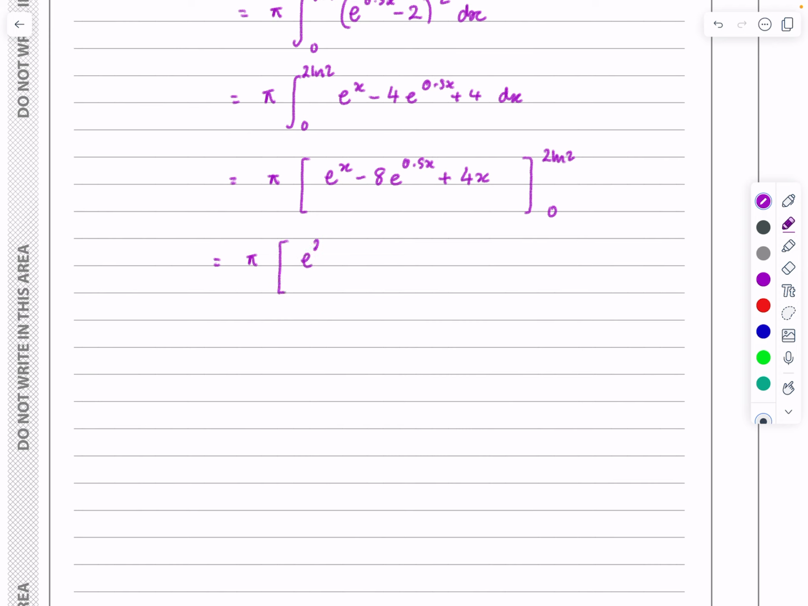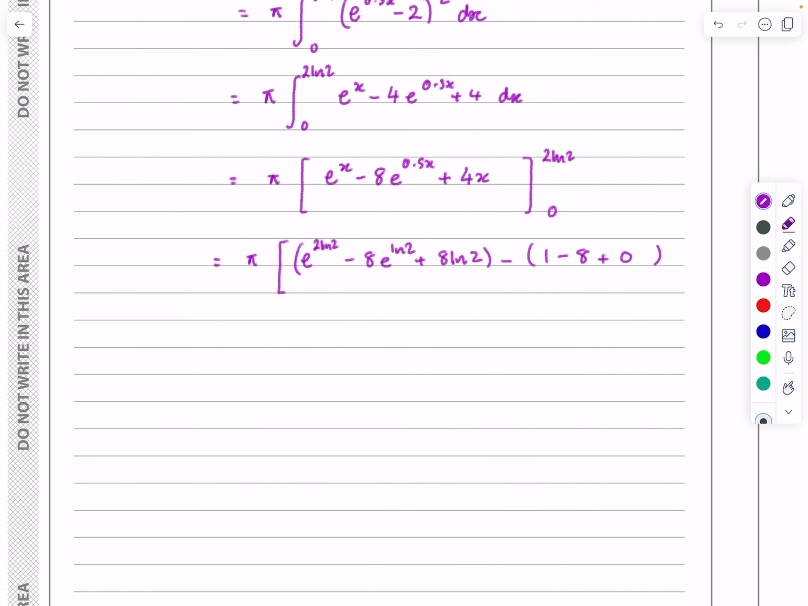So it's e to the 2 log 2 minus 8e to the half of 2 log 2, which is log 2, plus 4 lots of 2 log 2. And again, 4 lots of 2 log 2 is going to be 8 log 2. So it's that bit minus, now this other bit isn't 0, be careful, you've got e to the 0. Well, e to the 0 is 1. You've got minus 8e to the 0. Well, 8e to the 0 again is 8. But here we get plus 0 there.